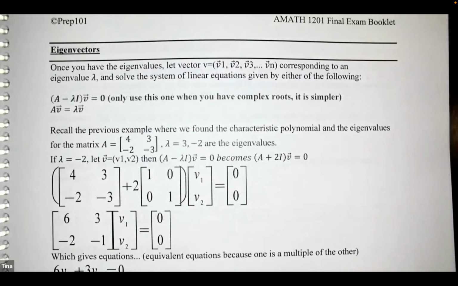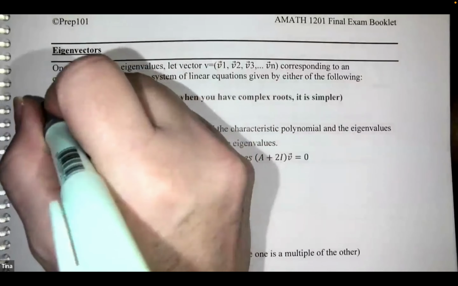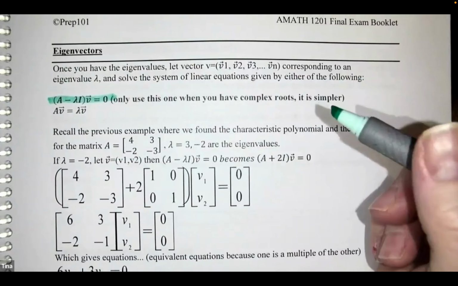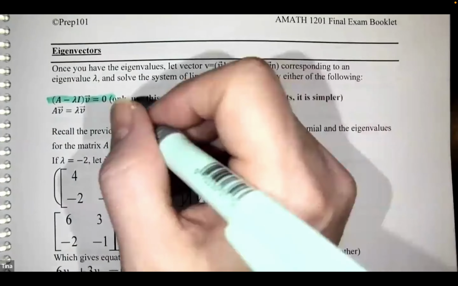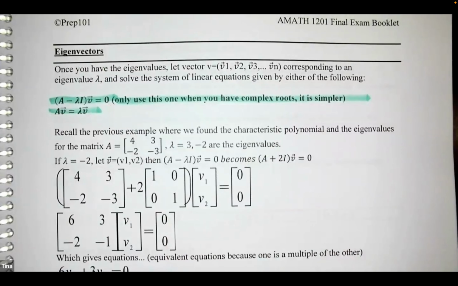So on to eigenvectors. Once you have the eigenvalues, then you can find the eigenvectors. If we look at A minus lambda I times v equals 0, that's the one to use. It's easier for complex roots. You can also use Av equals lambda v. Either one can be used anytime, so it's really just a personal choice, to be honest, right? Now, when you go to solve, maybe you have eigenvalues 3 and 2. 3 gives you an eigenvector, 2 gives you a different eigenvector, right?